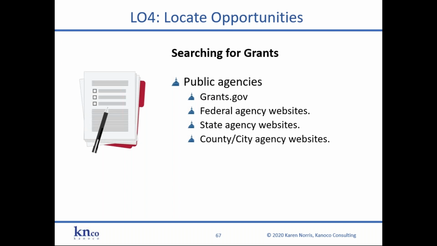So when you're searching for grants with the public agencies, you're going to look at grants.gov, or you can go to federal agency websites, or you can go to state agency websites. You can go to city and county websites. None of the state opportunities, or the county and city opportunities, are going to be listed on grants.gov. Grants.gov only lists federal opportunities. So that's the place to go, but if you're looking for something more local, you won't find it on grants.gov.